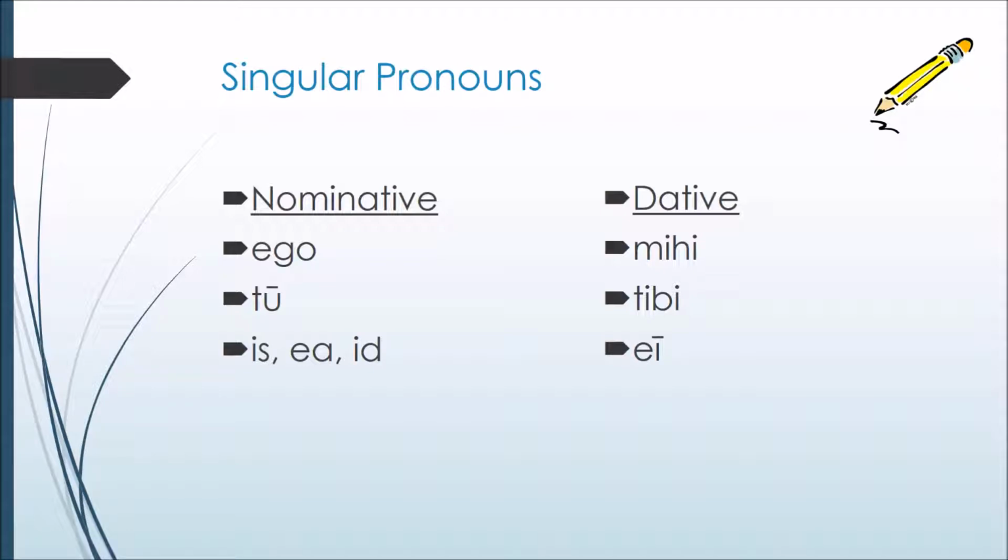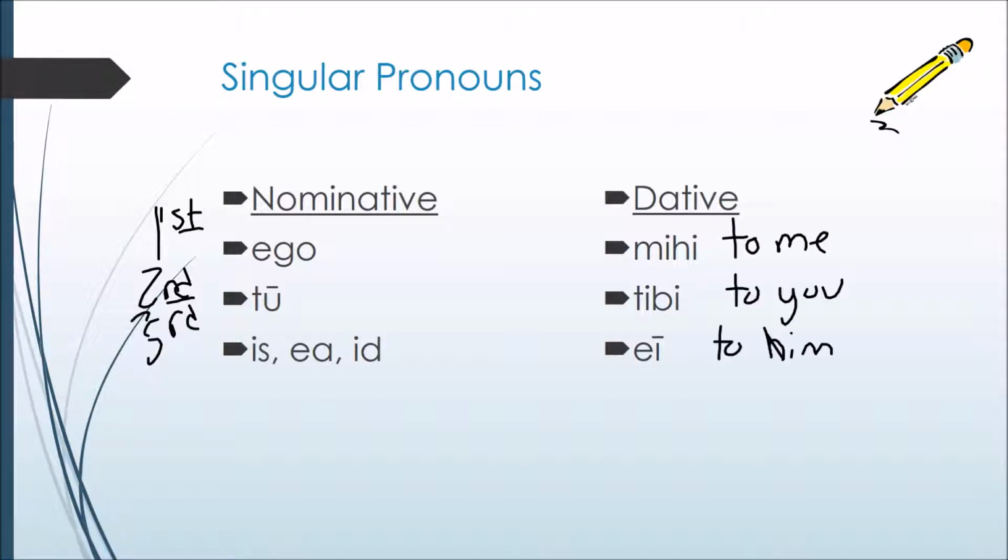In the first person singular, ego, the dative form is mihi, to or for me. In the second person, tu becomes tibi, to or for you. And in the third, is, ea, and id becomes ei, to or for him, to or for her, or to or for it. And go ahead and take a moment to write down these translations as well.